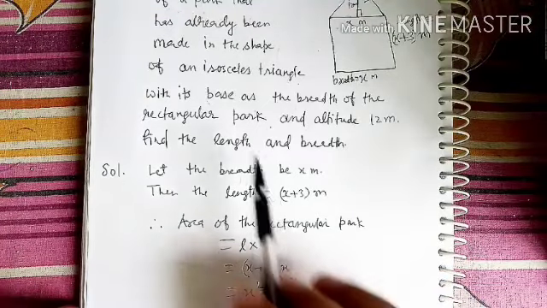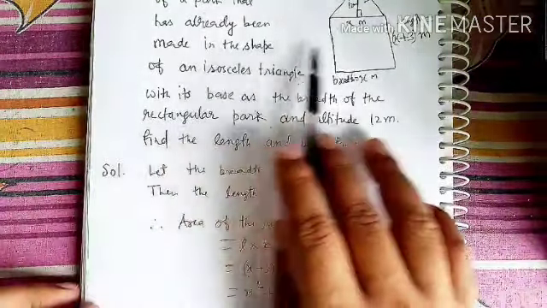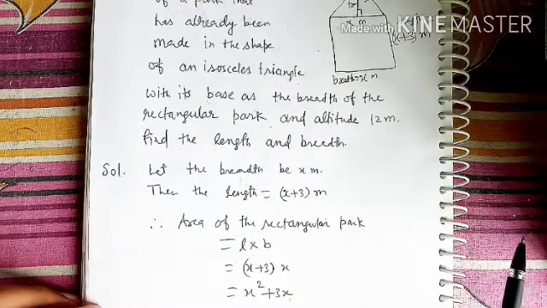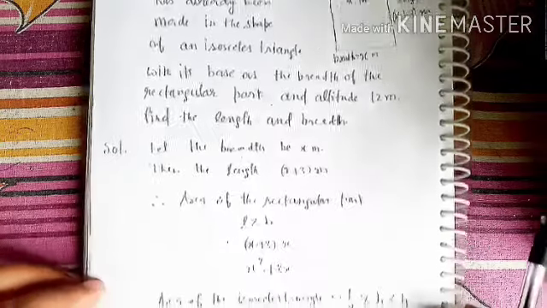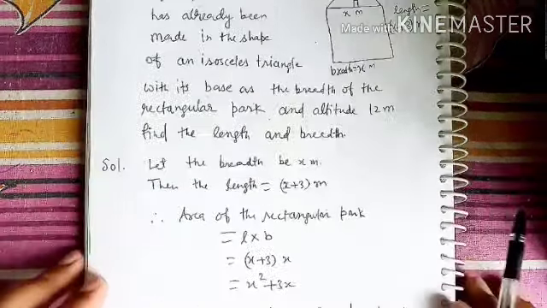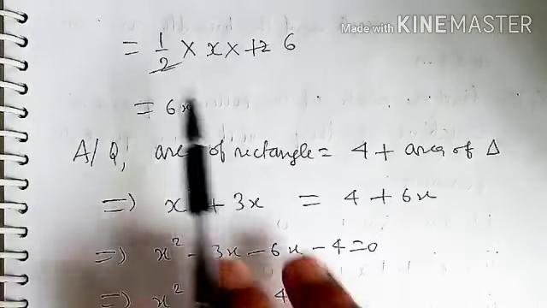Now in the question it is mentioned that the base of the triangle is the same as the breadth of the rectangle. So the area of the isosceles triangle is half into base into height. Base is x and height is given as 12 meter, so we have the area of the triangle.